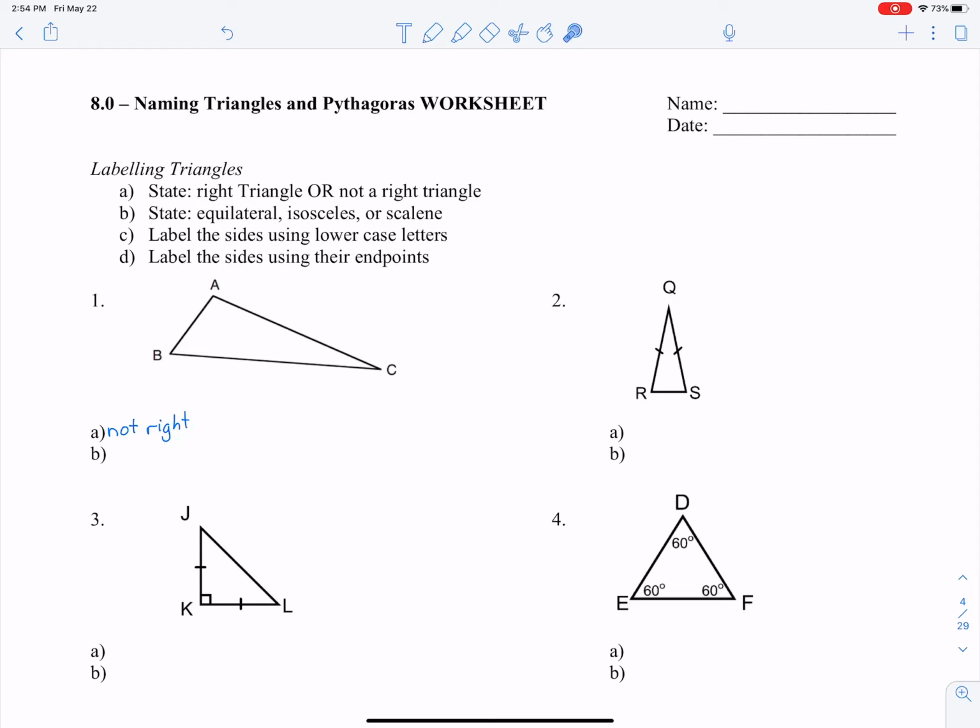Next it says, state if it's equilateral, isosceles, or scalene. So equilateral, remember, means all 3 identical sides. Isosceles means 2 sides are identical. Scalene means none of the sides are identical. So this one's short, this one is pretty long, and this one is very long. None of these sides look like they're identical. So we are going to write that it is scalene.